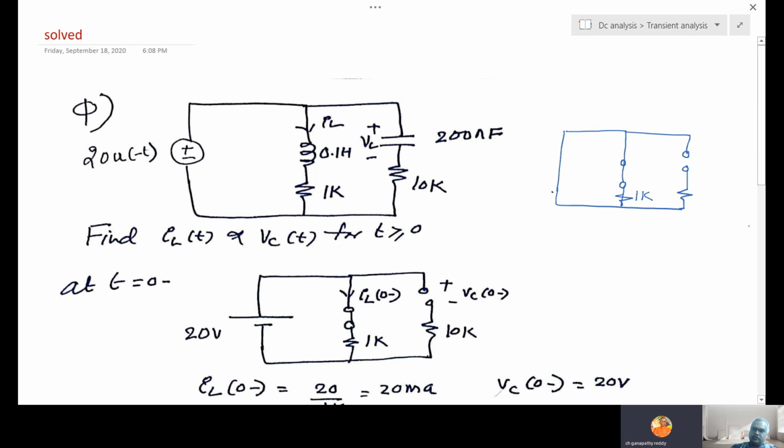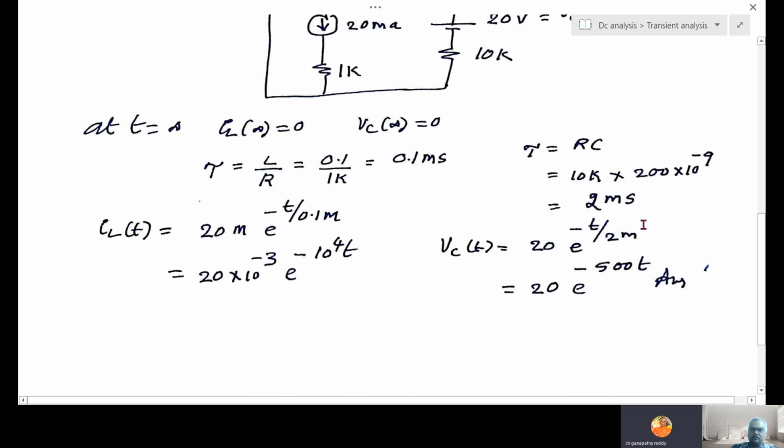So is any source there in this circuit? No source. At infinity, what is the current you expect here? 0. What is the voltage you expect here? 0. So at t equal to infinity, all values will become 0 because the source is not there. Therefore IL(∞) is 0, VC(∞) is 0.